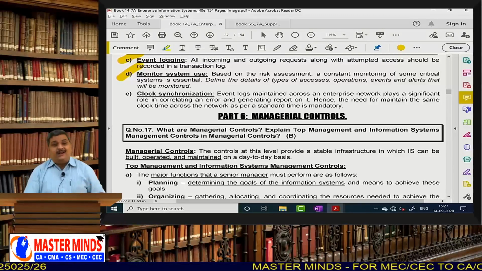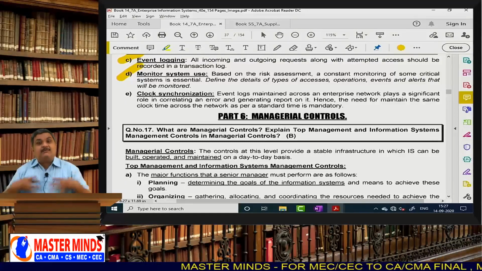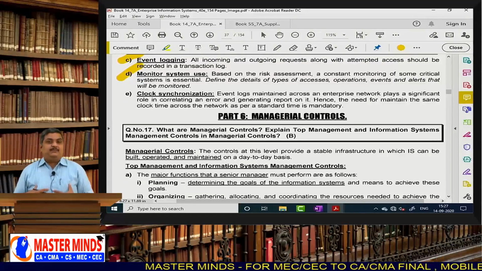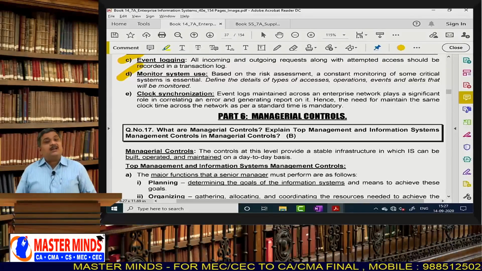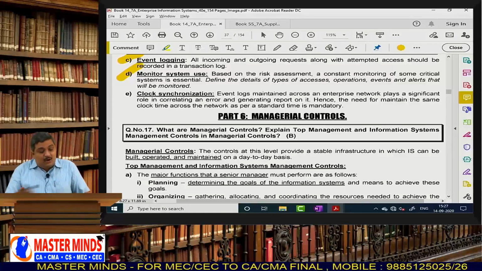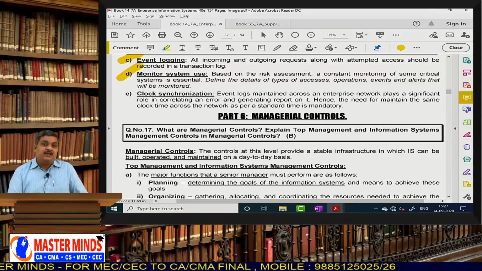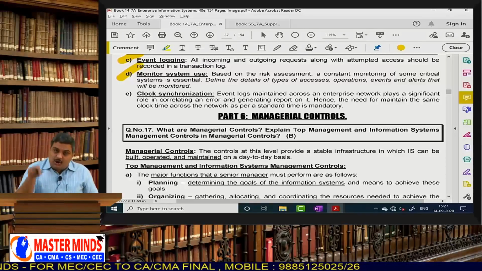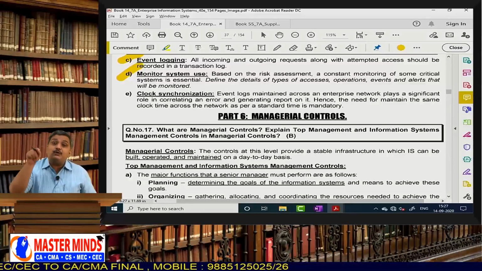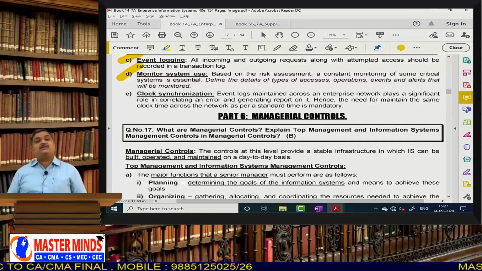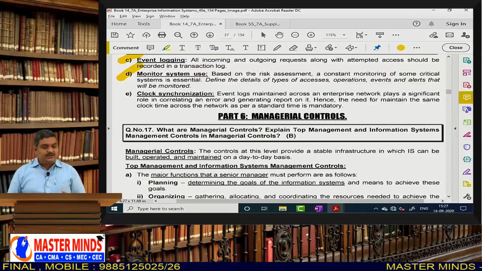But on the other hand, if my system is very critical, for example, if I am the finance manager of the company and I am using a computer system, then my system is very critical because I access a lot of important information, financial information related to the organization. Then everything should be logged in, and whatever I am doing should be reviewed by the concerned security personnel on a day-to-day, regular basis. That is what you need to understand.